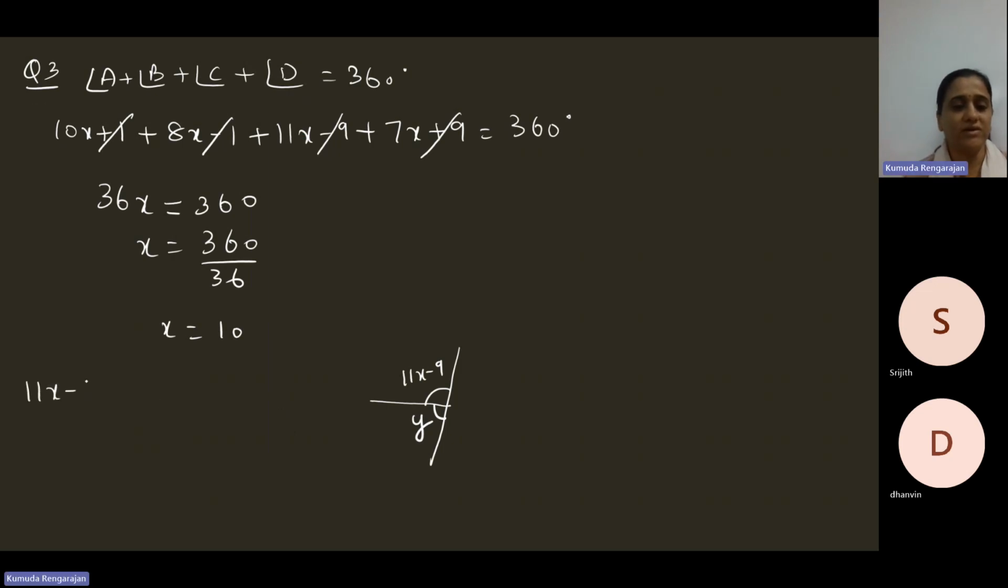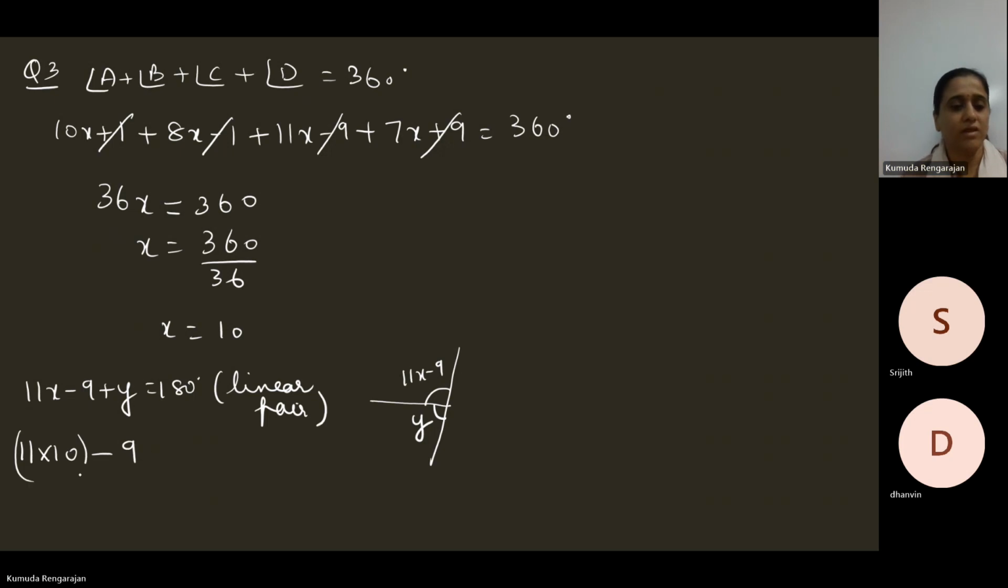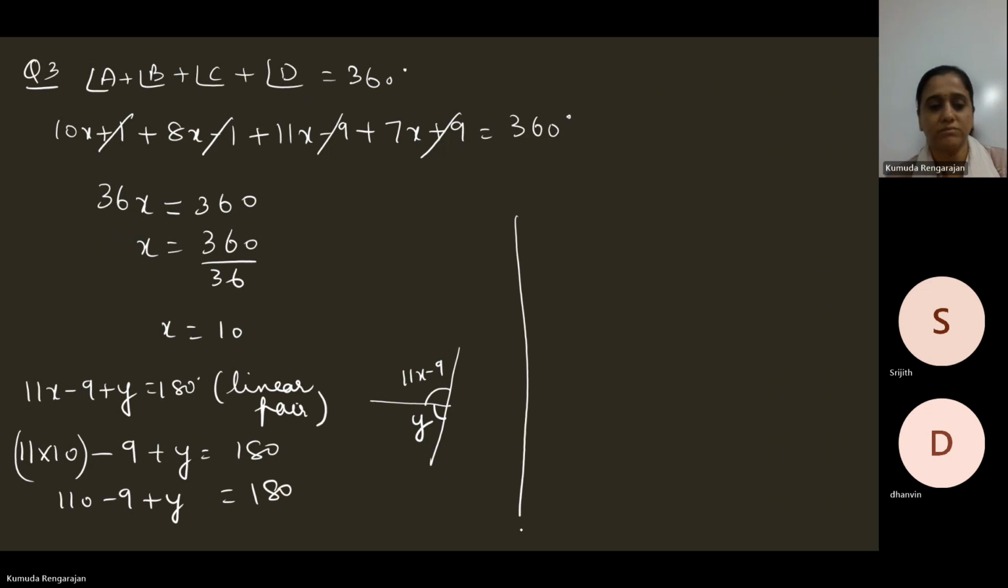So 11x minus 9 plus y is equal to 180. Reason? Linear pair. So 11 into 10 minus 9 plus y is equal to 180. So 110 minus 9 plus y is equal to 180. 101 plus y is equal to 180.